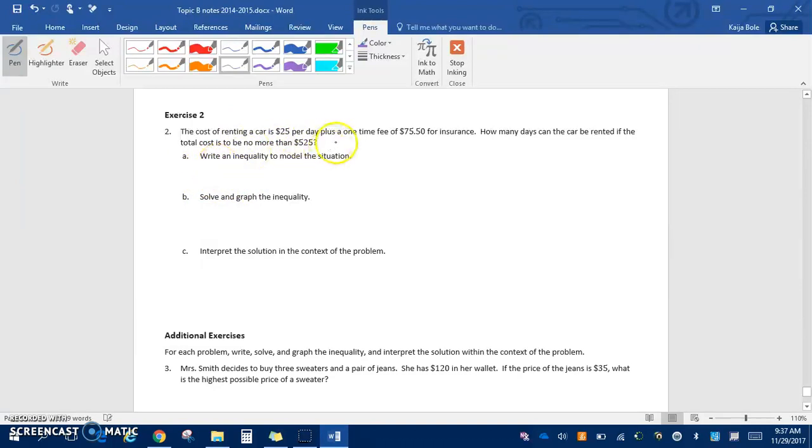Alright, so we know that the cost of a car is $25 per day. So we'll use D for day. So we know that it's 25D plus that one-time fee of 75.50. And we want the total cost to be no more than, so less than or equal to, $525. Alright, so now if we go to solve it, we have 25D plus 75.5 less than or equal to 525.